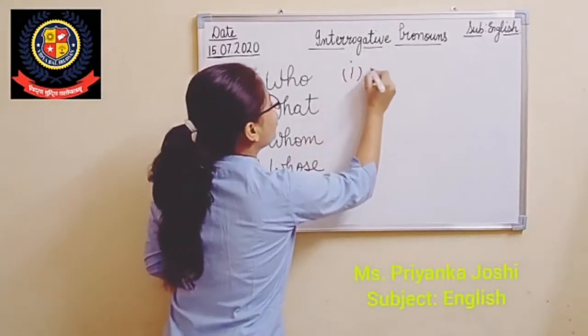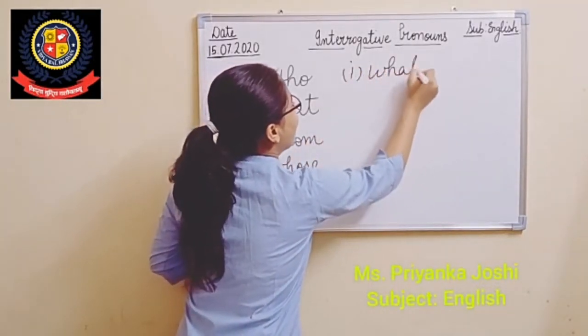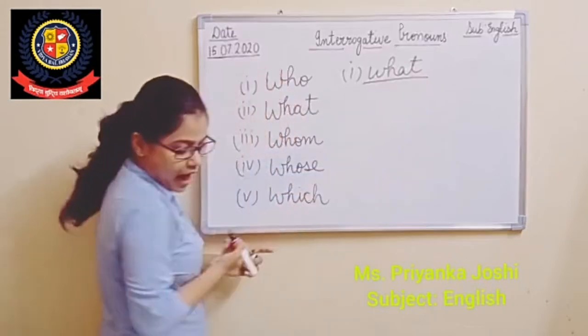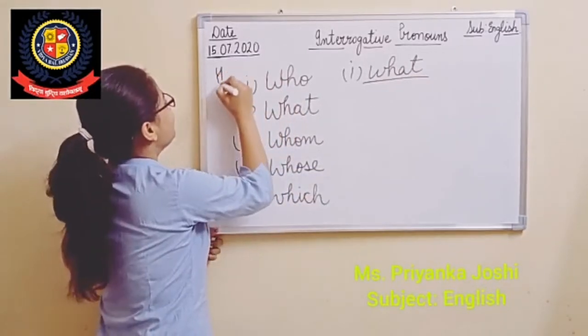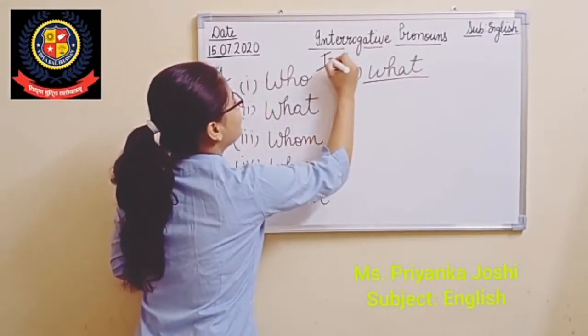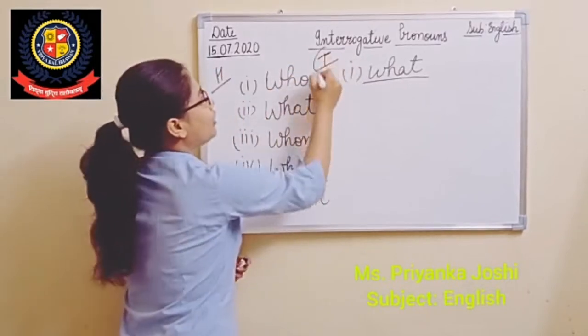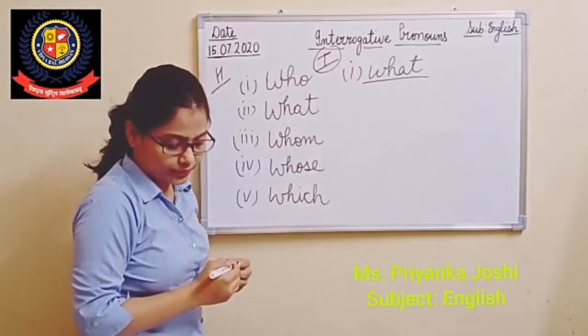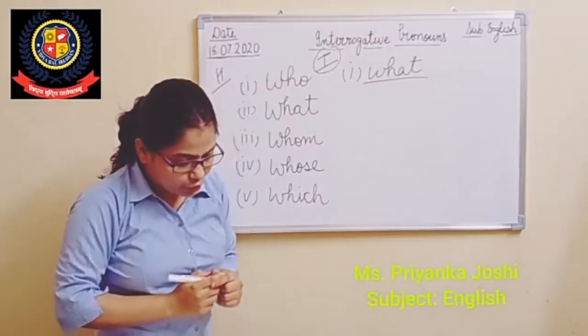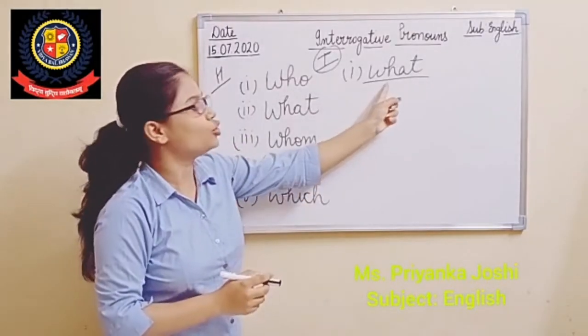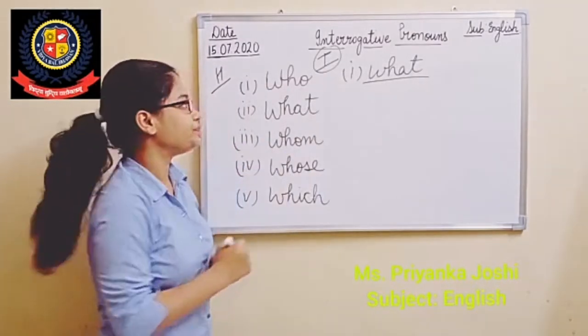So we are going to underline it. This is exercise number H and this is exercise number I. Okay, this is exercise number I we are doing. Now, what flavor of ice cream do you like the best? So you will underline what.